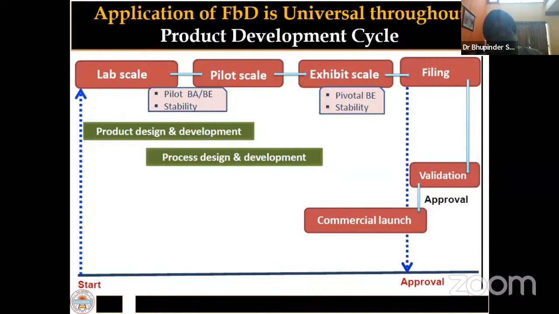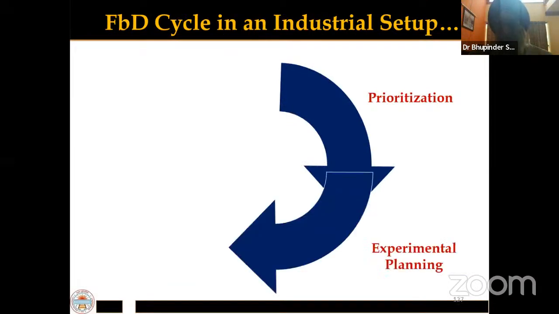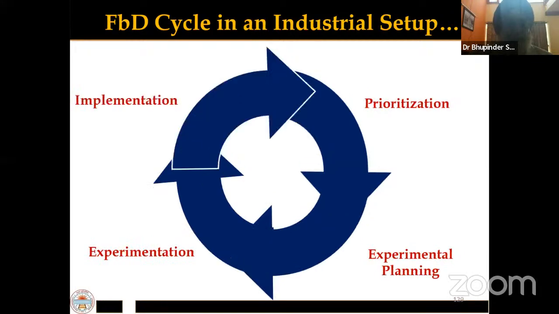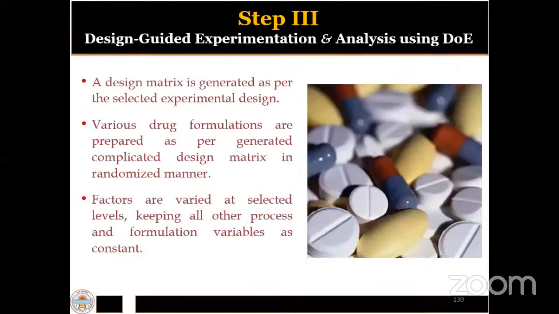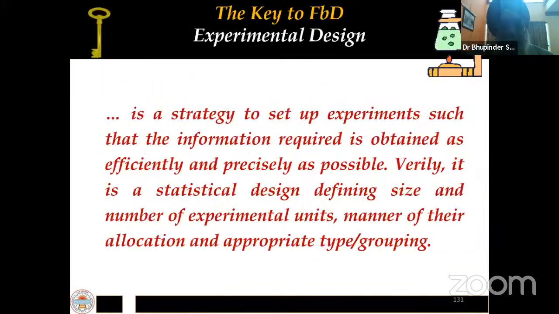Overall, FBD is applicable not merely till the commercial launch, but even after the commercial launch of a product. Lab scale, pilot scale, exhibit scale, filing, commercial launch, and post approval, FBD is applicable. So overall, there are 4 steps: prioritization, then experimental planning, then experimentation, and then implementation. The third step is you carry out experimentation analysis using DOE, and for that you need to implement experimental design.